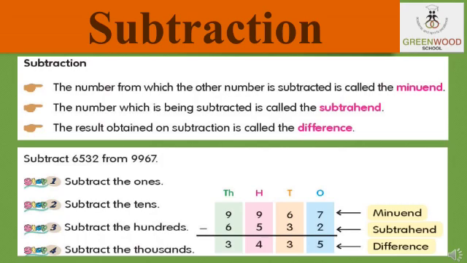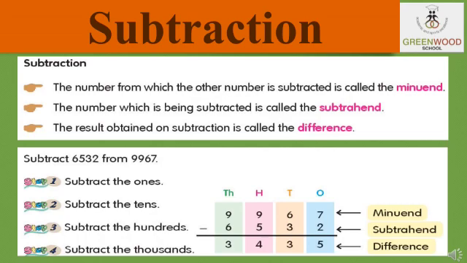Now we need to subtract 6,532 from 9,967. So the second number will be written first, while the first number will be written second. That is, the bigger number will come first while the smaller number will come down. Now just like addition, in subtraction also it takes place from the end, that is from the ones place. So our step 1 will be subtract the ones, that is 7 minus 2 is equal to 5.